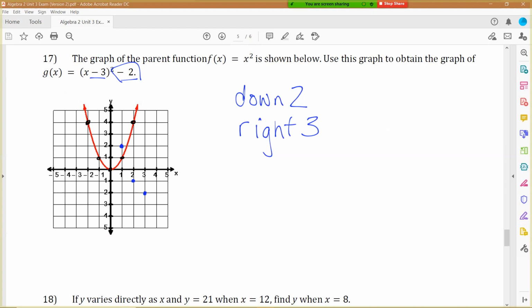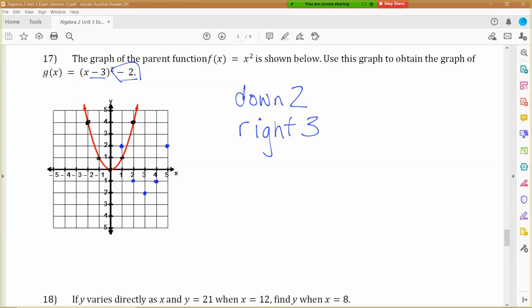So I just took this, the vertex, that bottom point, down 2, right 3 to get this one here. Then I'm going to take this point, down 2, right 3 ends up right there. And then don't forget this last one up here, down 2, right 3 is going to end up on the very edge of your graph, right here.